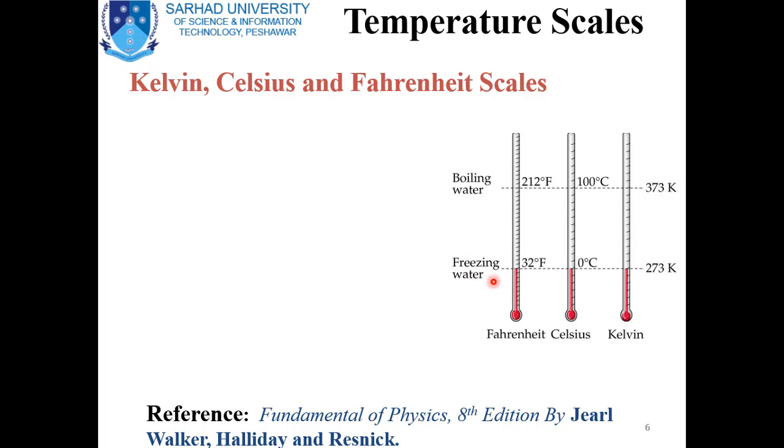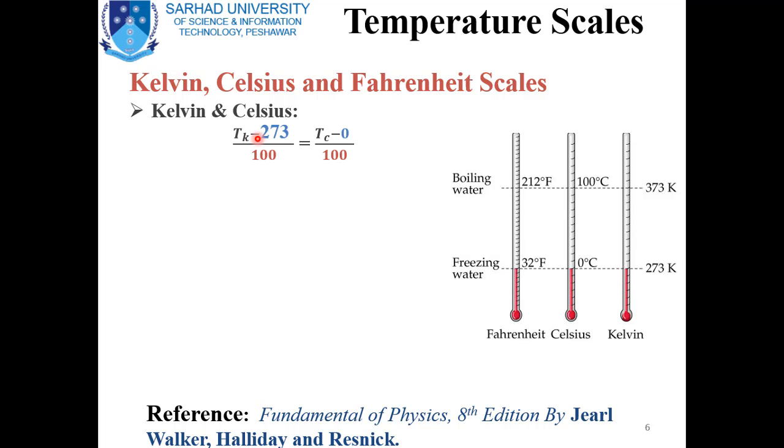Water freezes at 32 degrees Fahrenheit. On the Celsius scale, the temperature of freezing water is 0 degrees centigrade, while on the Kelvin scale it is 273. When water boils, on the Fahrenheit scale it boils at 212 degrees Fahrenheit, on the Celsius scale its temperature is 100 degrees centigrade, while on the Kelvin scale it is 373 Kelvin.